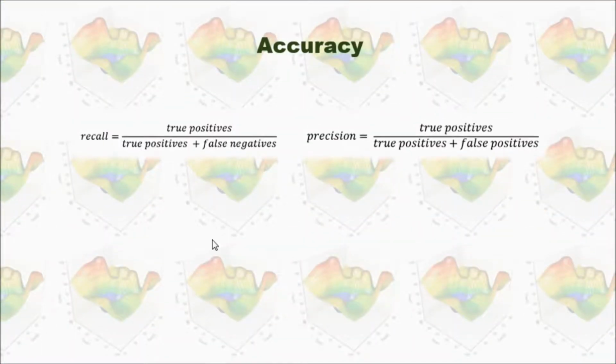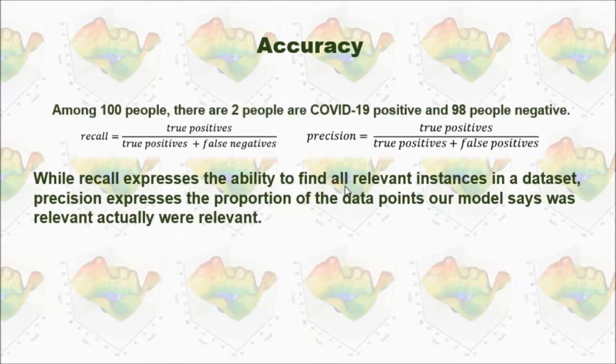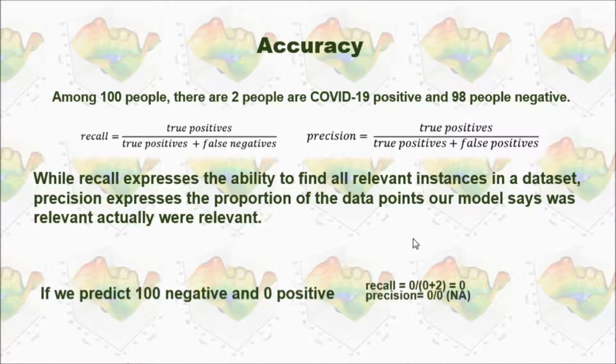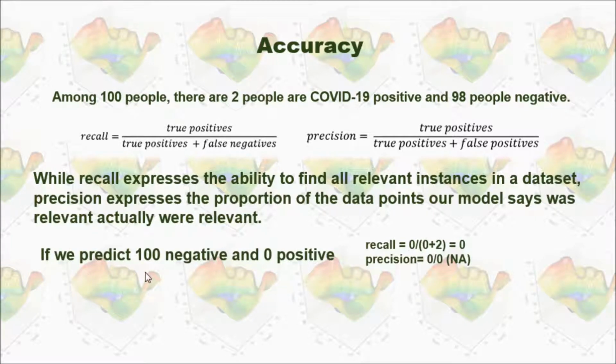Now you know what recall means and what precision means. Think about this example. Among 100 people, 2 people are COVID-19 positive and 98 people are negative. If we predict 100 negative and 0 positive, then the recall will be 0, and we can't decide the precision because it's 0 divided by 0.